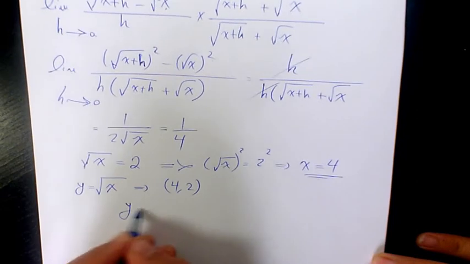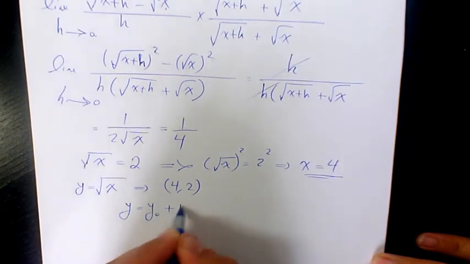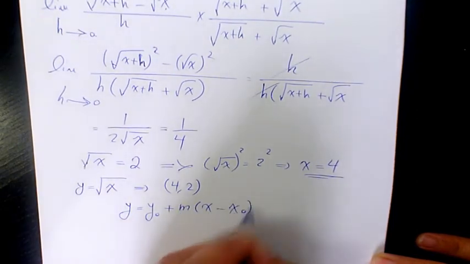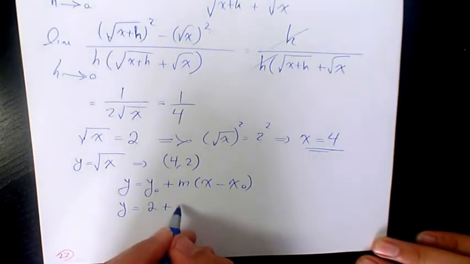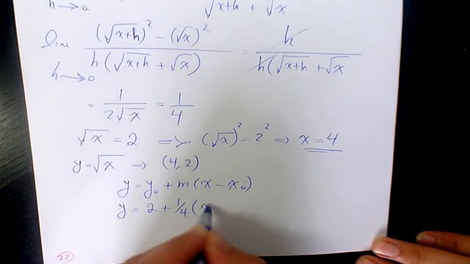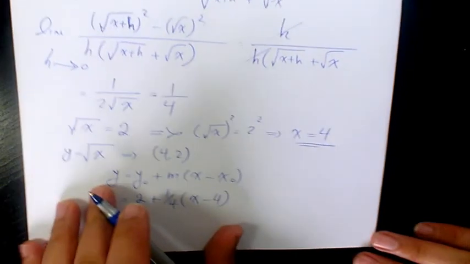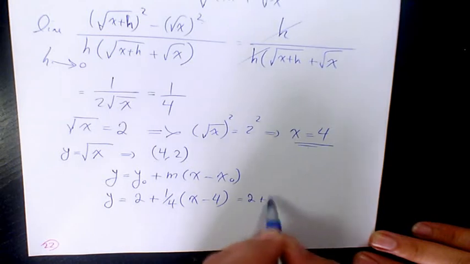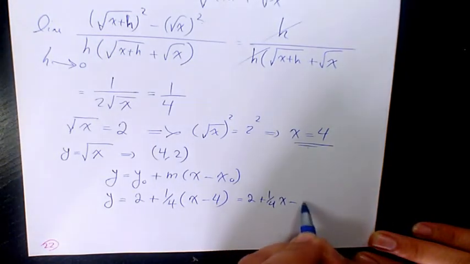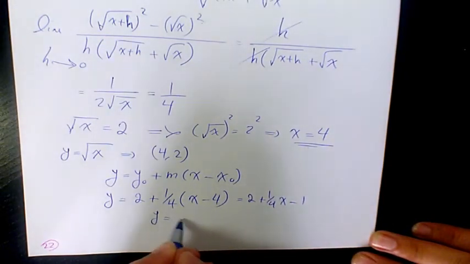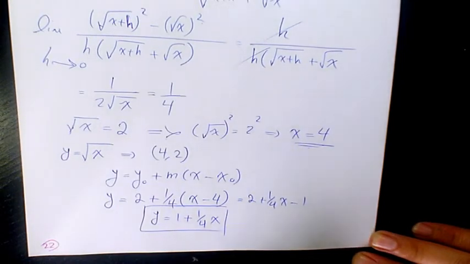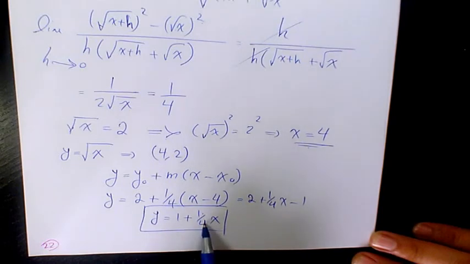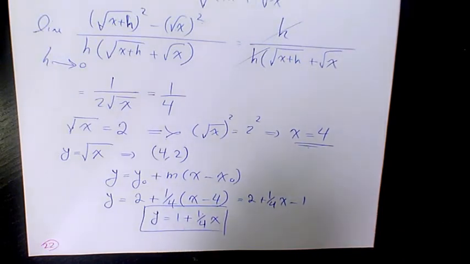So the equation of the line y equals y naught plus m times x minus x naught is going to be y equals 2 plus slope 1 over 4 times x minus 4. So that's going to be 2 plus 1 over 4 x minus 4 over 4, which is 1. So we have y equals 1 plus 1 over 4 x. That's the equation of the line. The slope is 1 over 4 and 1 is the y-intercept. That's the equation of the line.